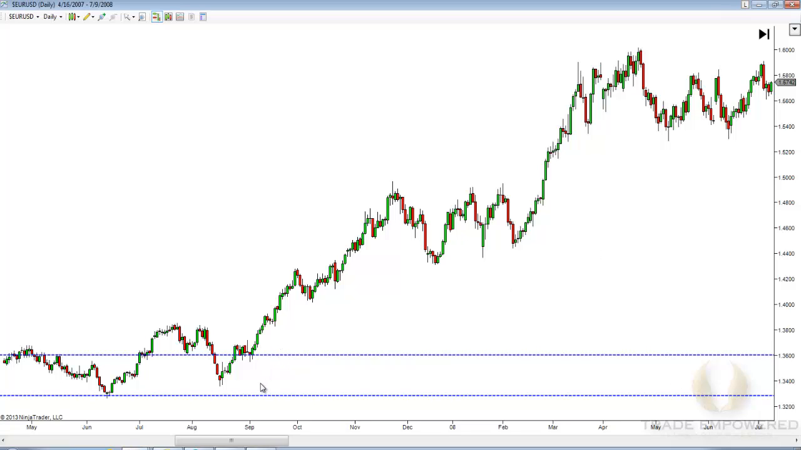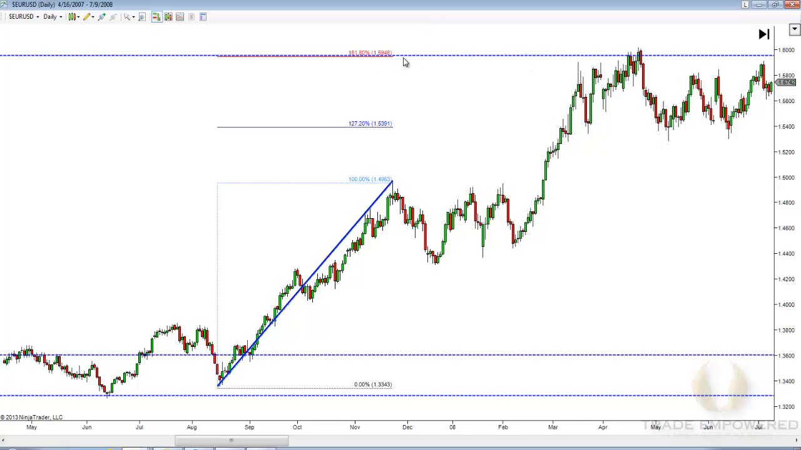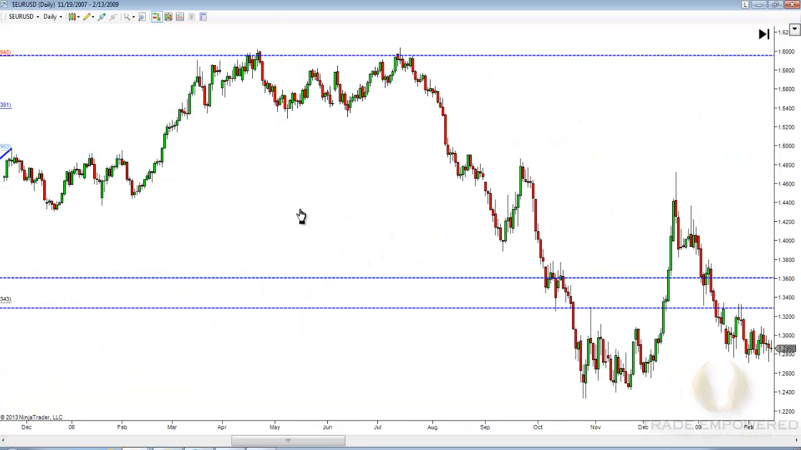Let's take this move right here. Swing low to swing high. Fibonacci extension, swing low to swing high, back down. This time, where do we come to? Boom. Right to our 161.8 Fibonacci extension.